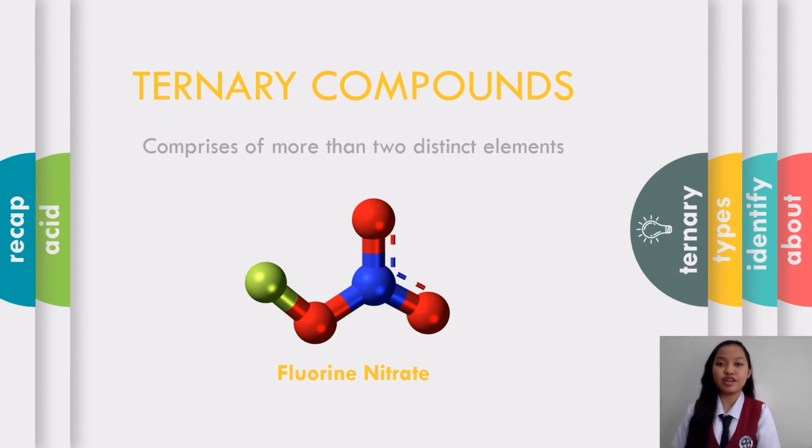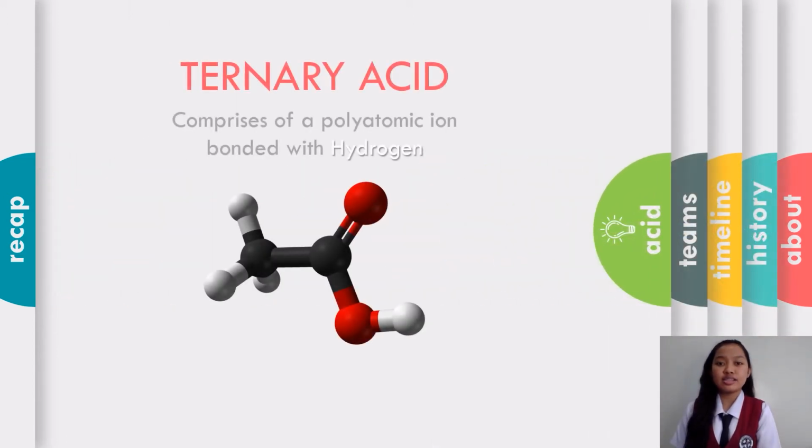It could also be further divided into ternary ionic and ternary molecular, depending on the element bonded with the polyatomic ion. Next, if the element bonded with the polyatomic ion is specifically hydrogen, this falls under the type of ternary acid, because it comprises a polyatomic ion bonded with a hydrogen. This is an example, acetic acid.